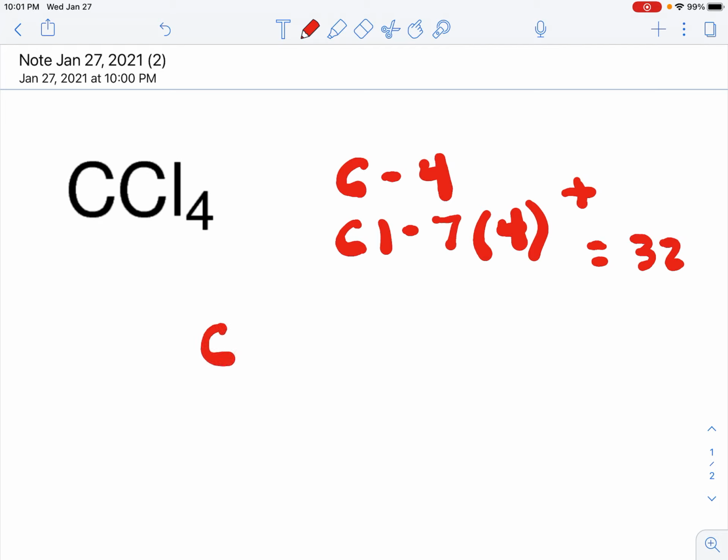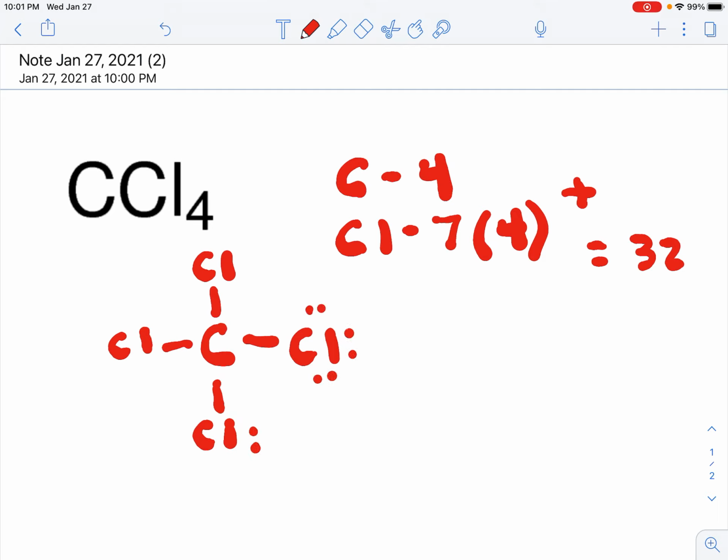Put carbon in the middle as my least electronegative atom. Bond the chlorines around it. This has used up 8 electrons, so now I need to use up 2, 4, 6 for each chlorine to complete the octet.